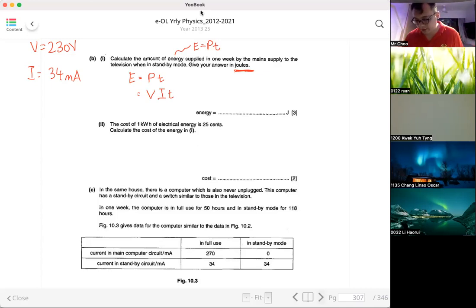What is the V here? V is 230 volt multiplied by I, which is 34 times 10 to the power minus 3. Then multiply by time. Time in this case is in seconds. So for 1 week, you have 7 days, 24 hours, 60 minutes, and then each minute has 60 seconds. Okay, so you do this, you'll get your answer in joule.